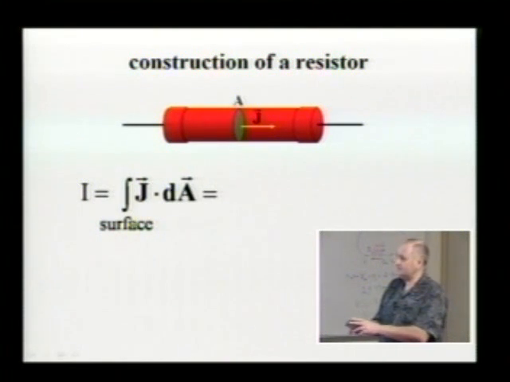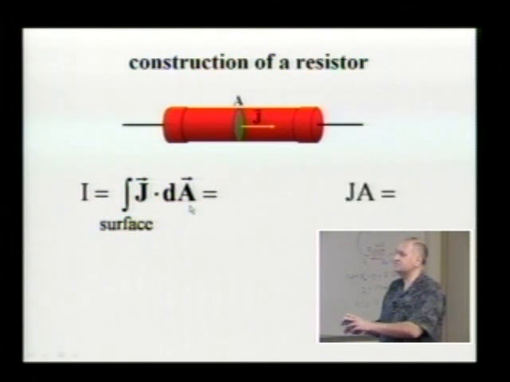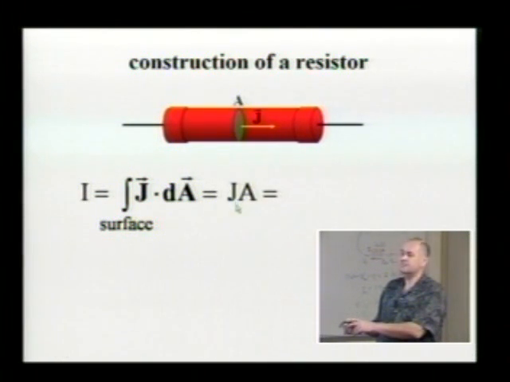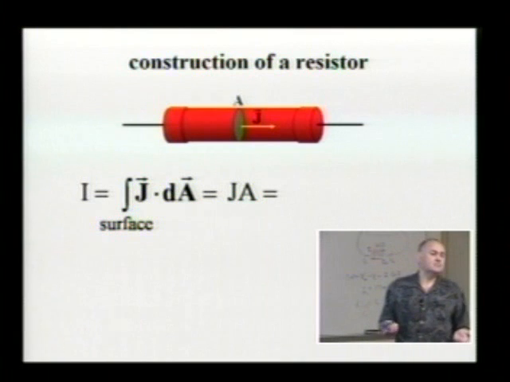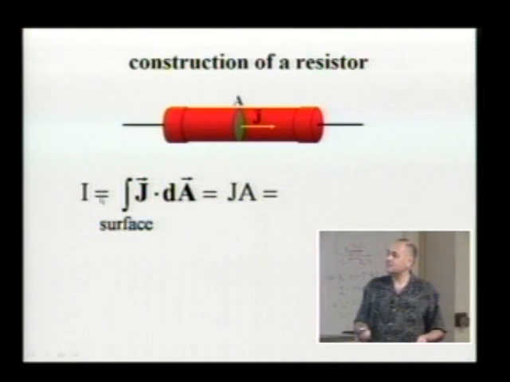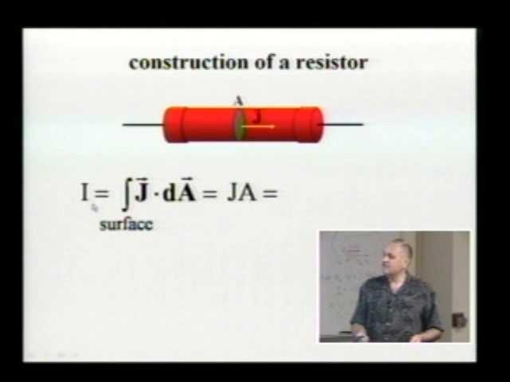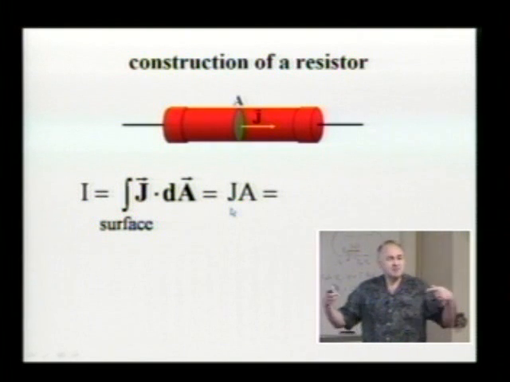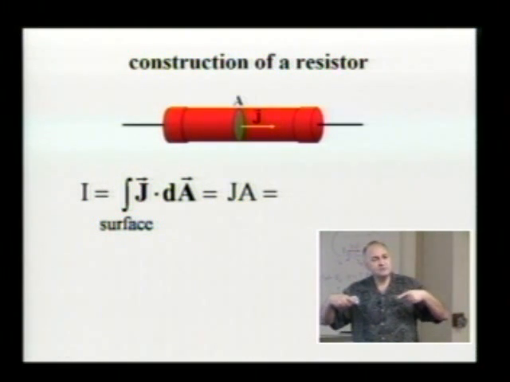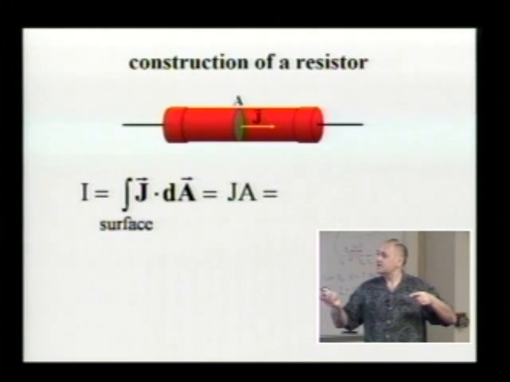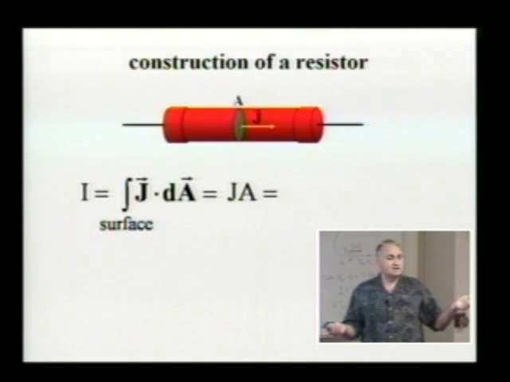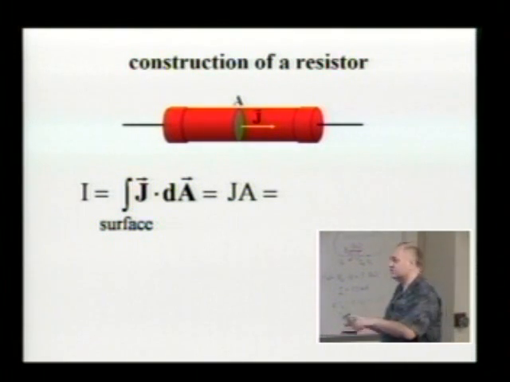Current is by definition the flux of current density, and it's easy to integrate. It will be the magnitude of current density multiplied by the cross-sectional area. Now, why did I do it? Why did I complicate things and change the quantity from current to current density? Because on the previous slide, or two slides before, I had a relationship between current density and the electric field vector.